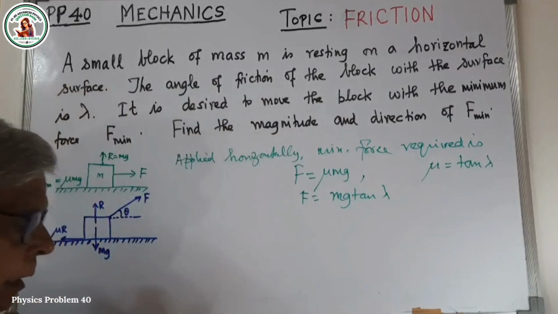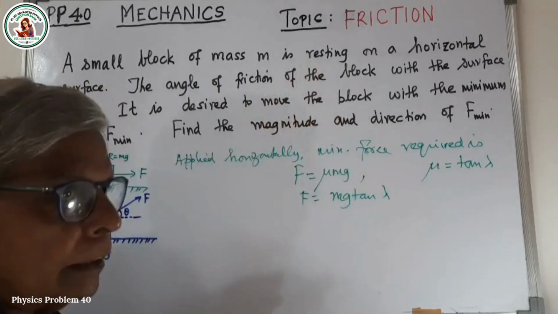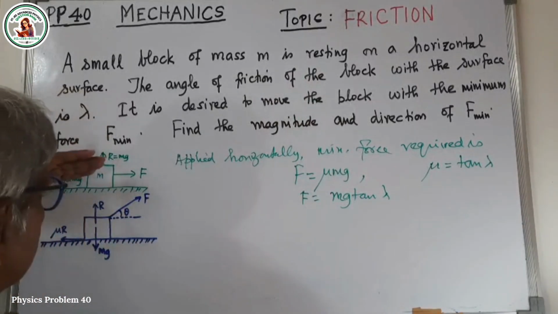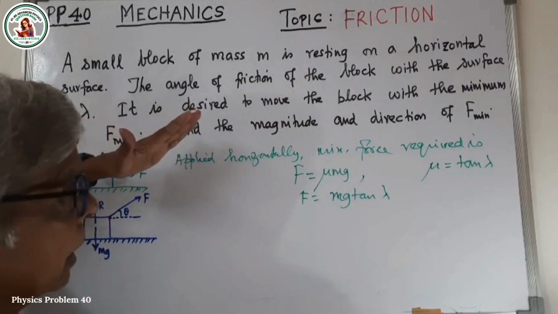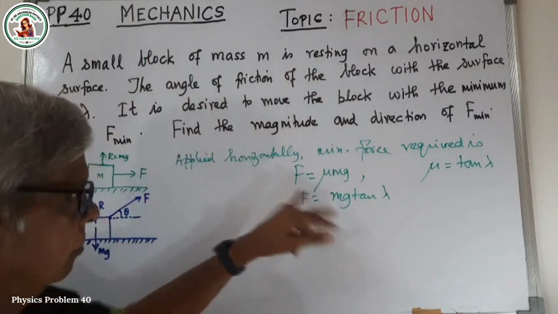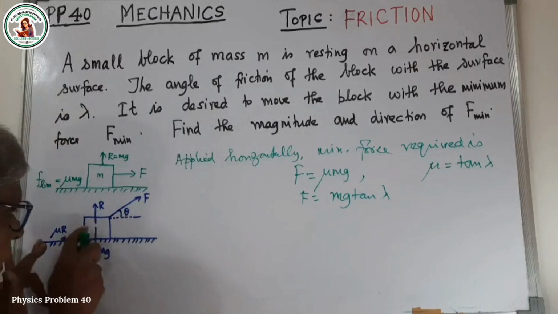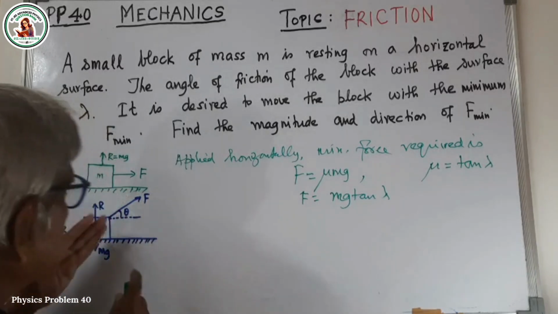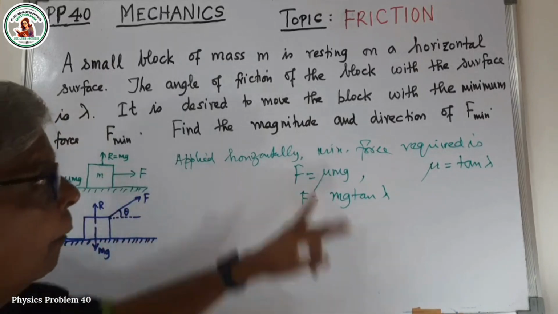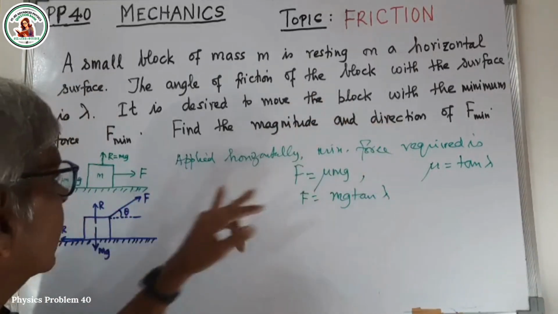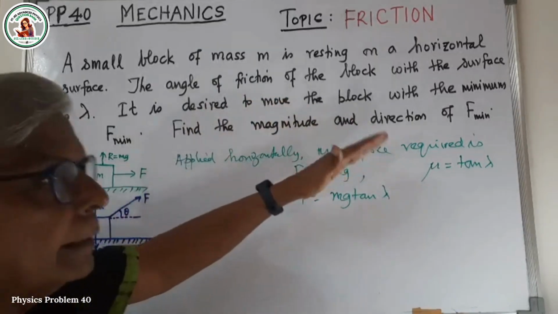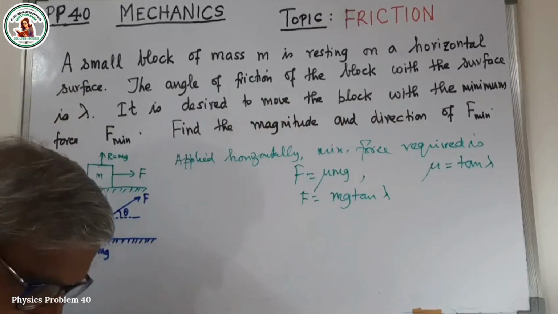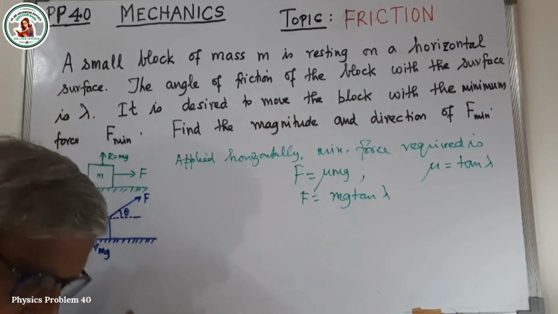But that is not the answer to this question, because if you apply the force at some other angle, you can still reduce this force. Just moving this on the surface is the requirement, so that can be done even with a smaller force. What is that smallest force, and at what angle does it have to be applied? That is what we have to find out. So we go by the second diagram.